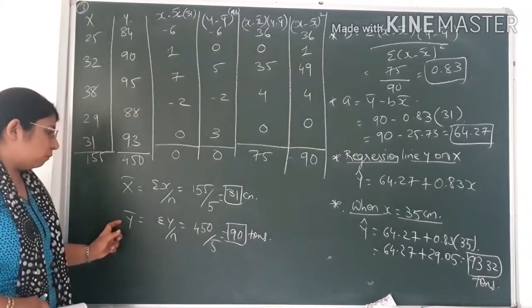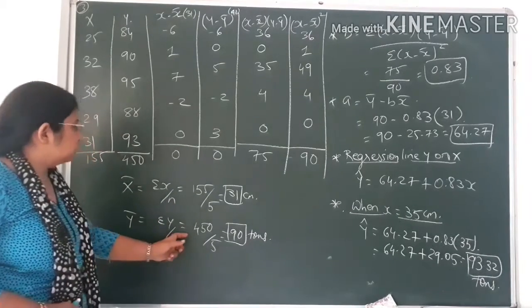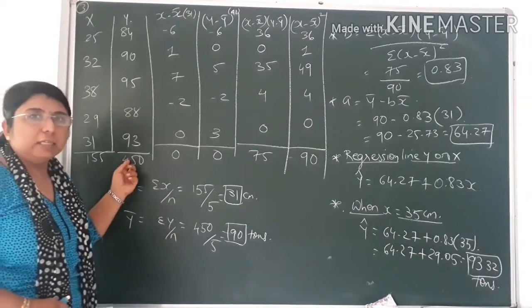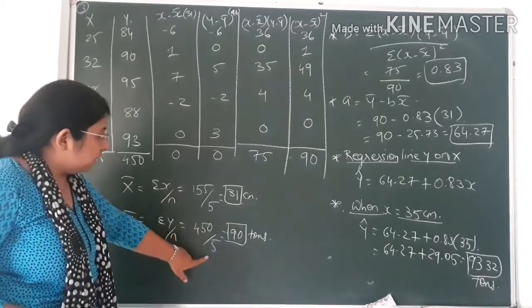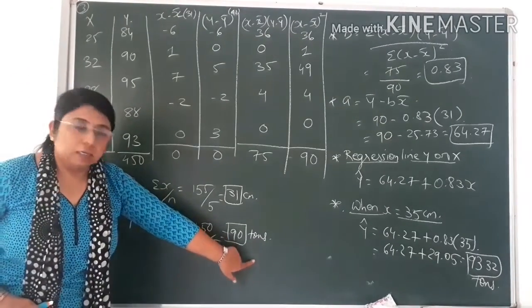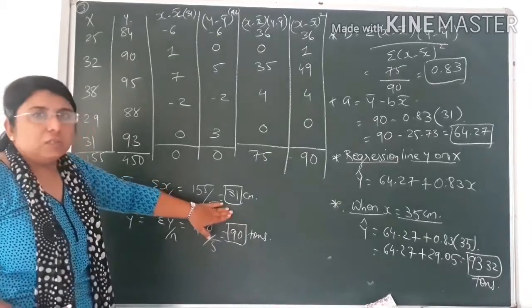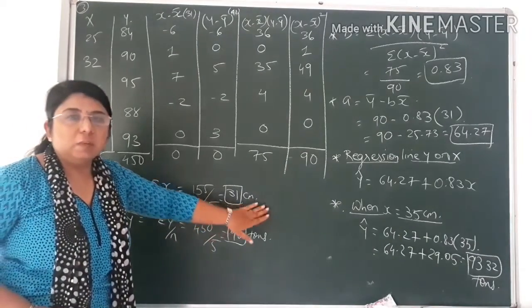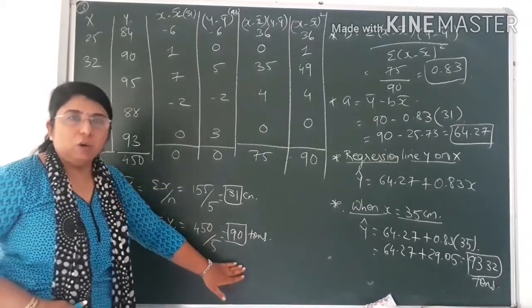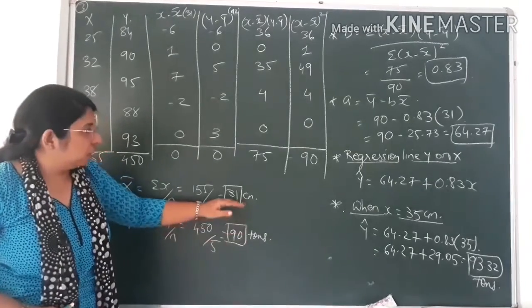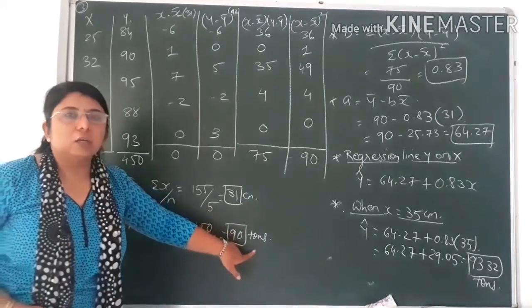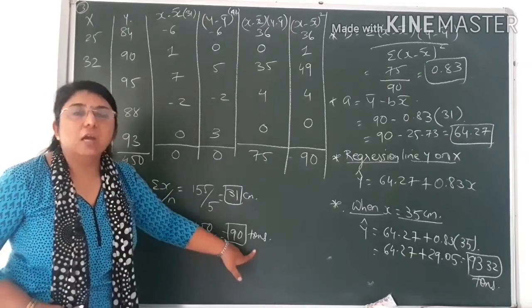Now the second value, that is y bar, is sigma y upon n. The total of y is 450. 450 divided by 5 would come to 90 tons. Whatever the value of x was in centimeter, average rainfall in centimeter, and whatever the crop production due to rainfall was in tons, that's why I've written the unit centimeter for x bar, and in place of y bar I've written tons.